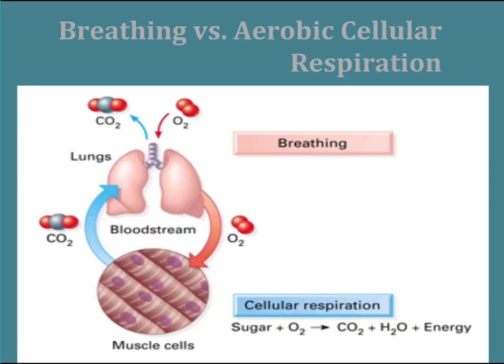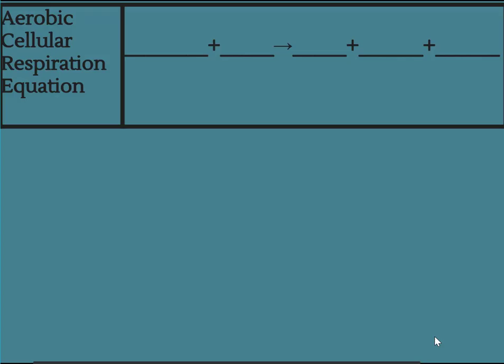Now, breathing versus aerobic cellular respiration. So if we look at breathing, we're taking in oxygen, it's going into our lungs, going into our bloodstream, through our muscle cells that need it, and then our muscle cells are essentially exhaling out that CO2, it's going to our lungs, and then it's exhaling out. Cellular respiration is a little different. We're taking in food or sugar, oxygen, and we're transforming it then into CO2, water, and energy.